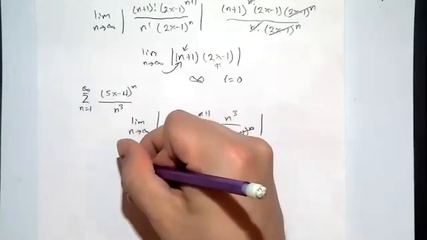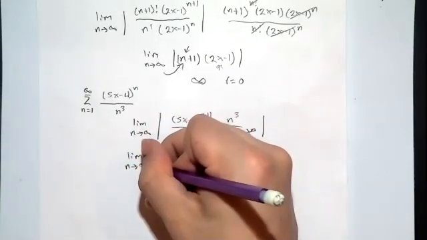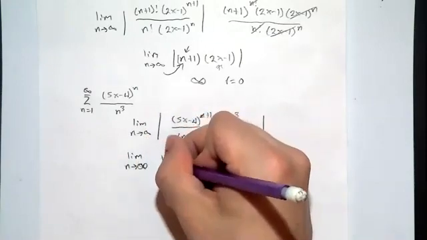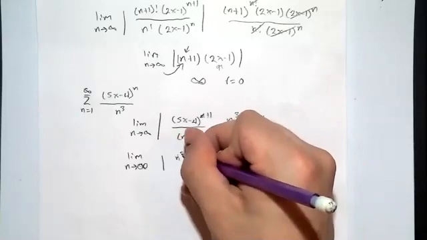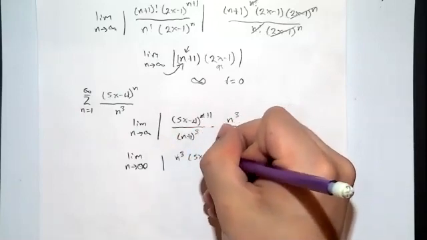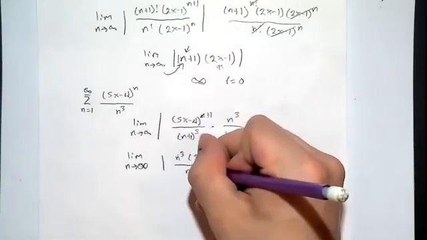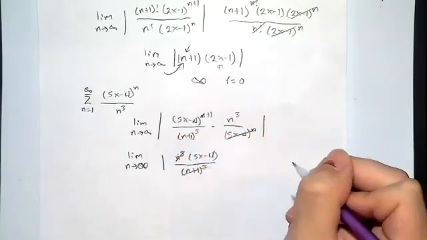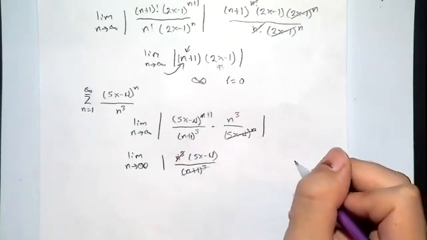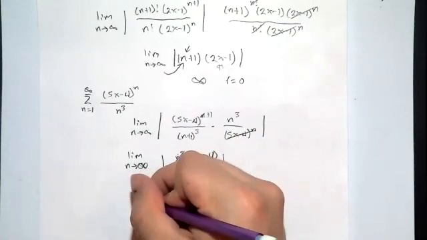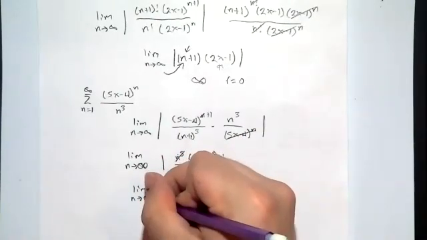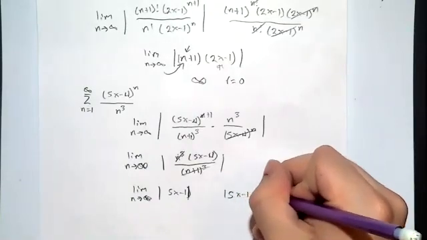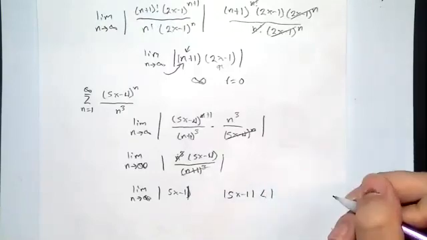the limit as n goes to infinity of n to the third and 5x minus 4 over n plus 1 to the third. And again, these end up with infinity over infinity. So then you end up with the limit as n approaches infinity of the absolute value of 5x minus 1. Then the absolute value of 5x minus 1 has to be less than 1.